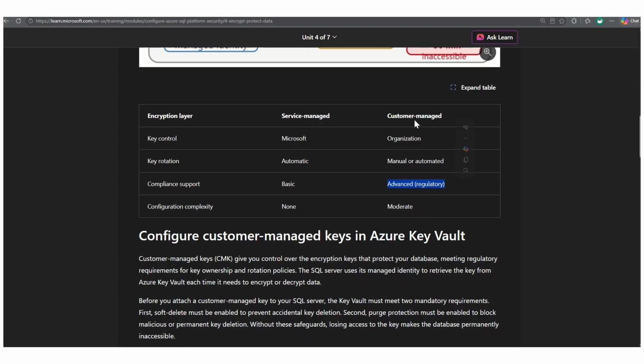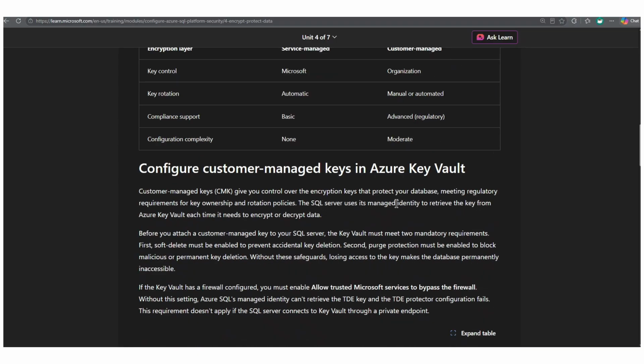You have to do the customer managed, and this is why normally when you get a question about this, it's going to be customer managed, and make sure you understand that. Configuration complexity, the service managed is none because it's managed by Microsoft. You don't have to do anything. This is a little bit more, there are certain decisions you need to take.